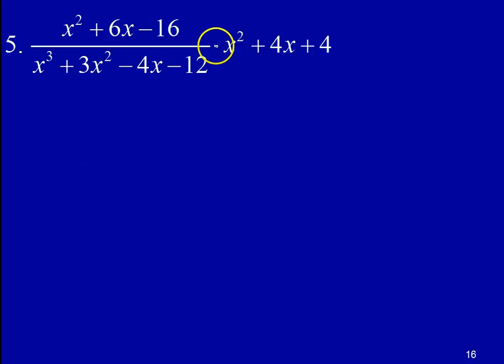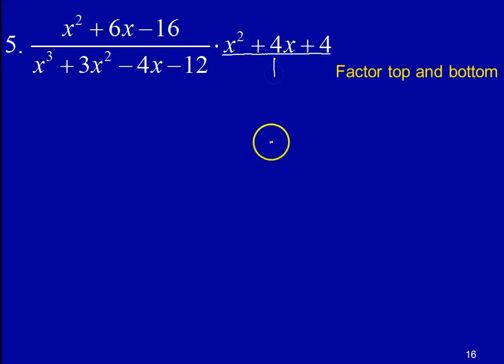Next one. This is multiplication, so it's just straight across. But again, make sure you recognize there's nothing here as a fraction, so this is just over 1. Okay, so let's factor 16. What's going to multiply to 16 and add to 6? 8 times 2. I need a positive 6, so positive 8 and negative 2. What's going to multiply to 4 and add to 4? 2 times 2 and 2 plus 2.